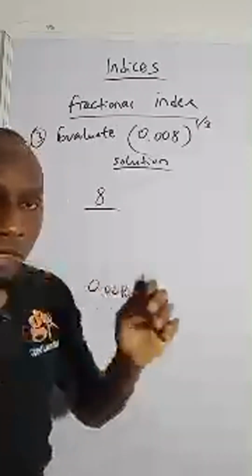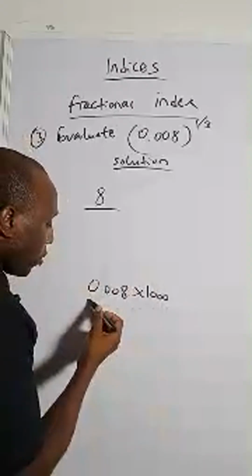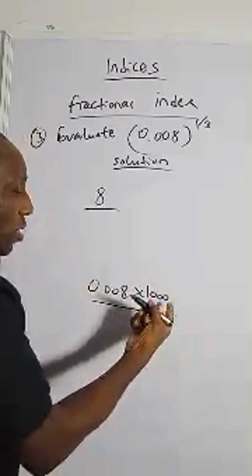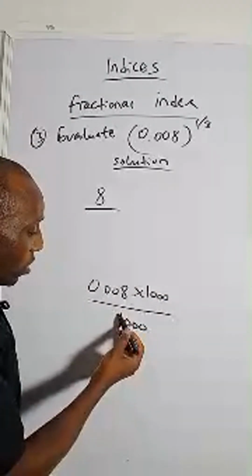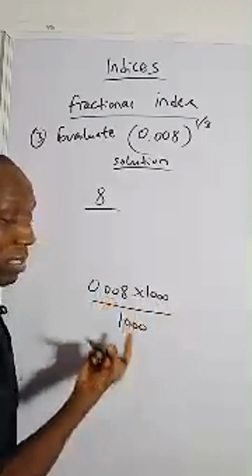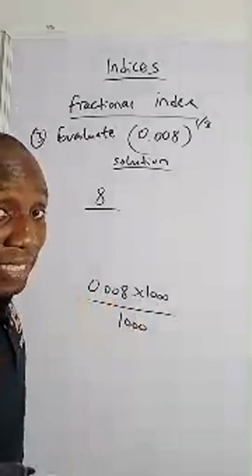You are distorting the value. So you have to create that balance. Since you are multiplying by 1000, you must also divide by 1000, because when you cancel out like this, it returns the original number 0.008.